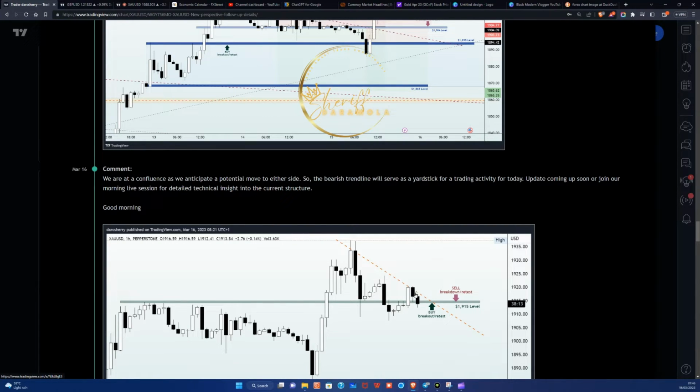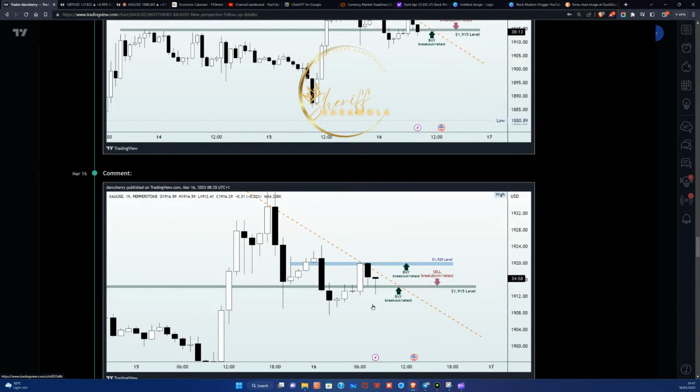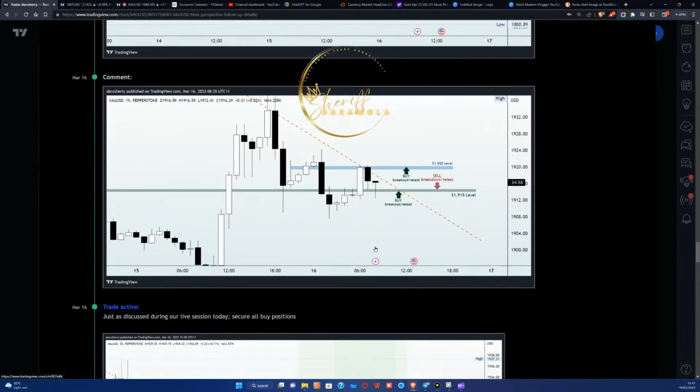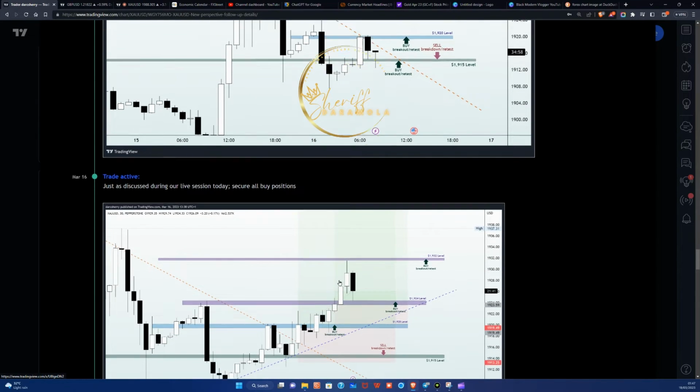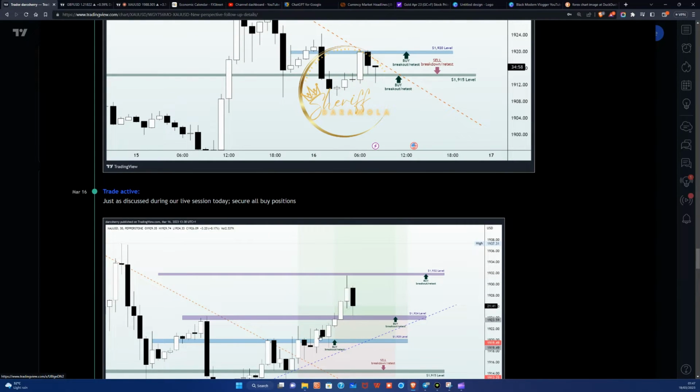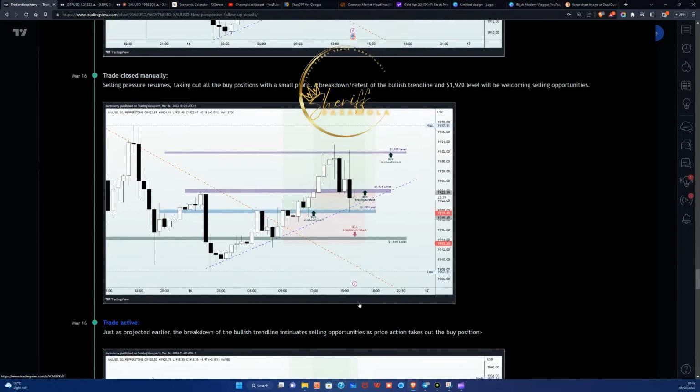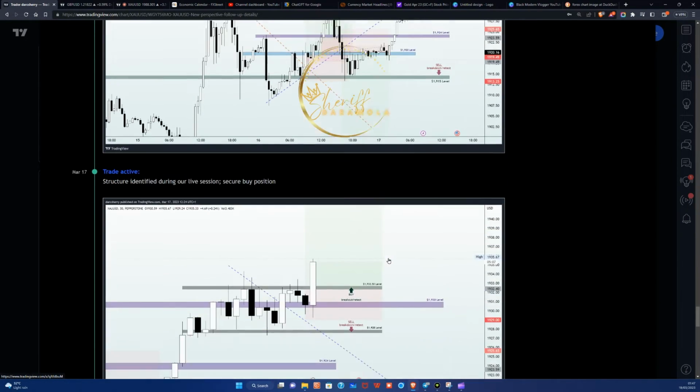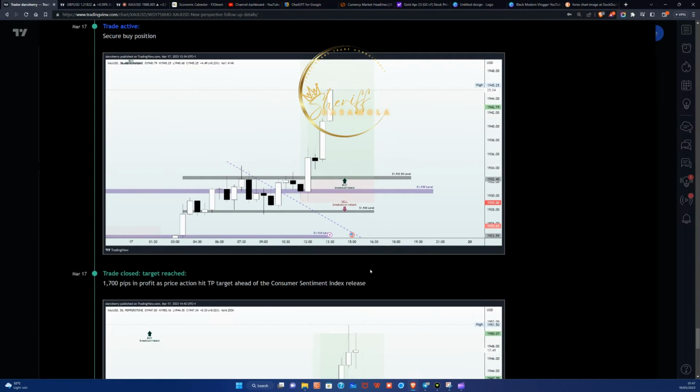where we were at an equilibrium where anything could actually happen. A break above the 1915 and the bearish trend line will welcome buy positions, and a breakdown to the downside of the bearish trend line will welcome selling opportunities. And what we saw here was buying pressure resume, price action break out of the 1920, trigger the buy position, break out of 1924, and we continue to ride the move all the way up to the upside here.